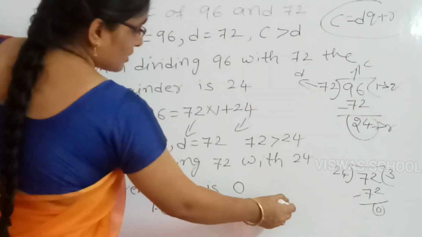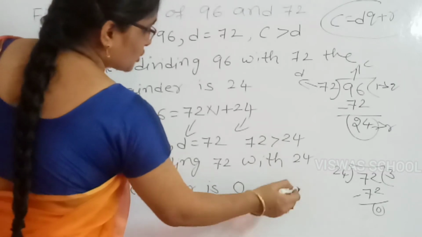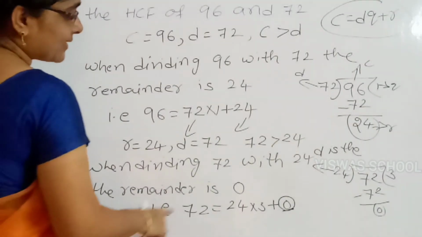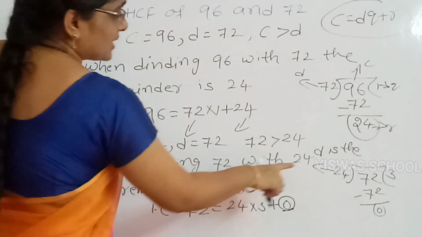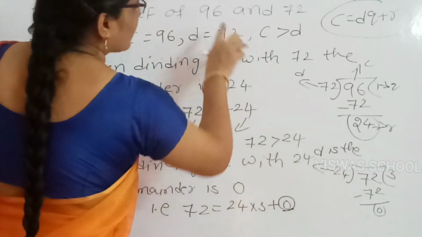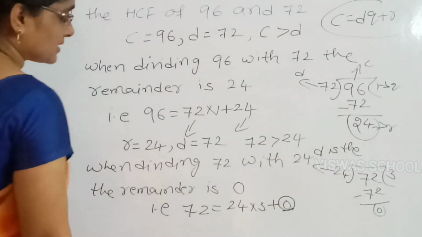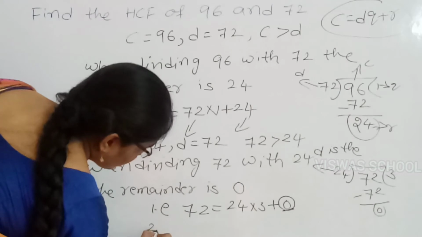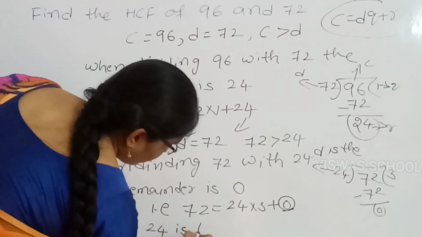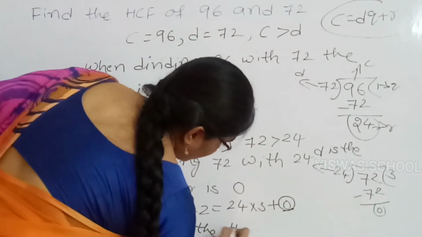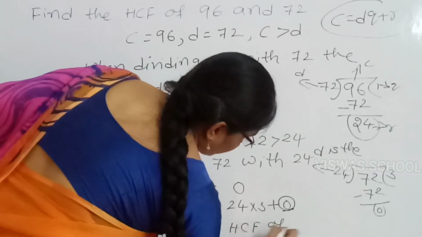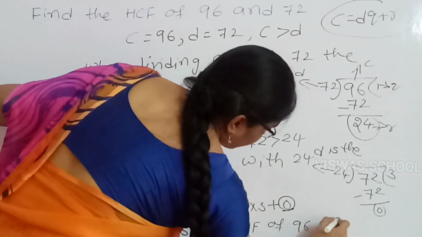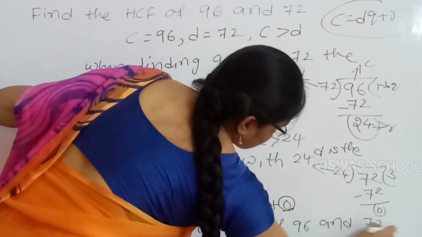That's why we have to stop the process. What is the HCF at this stage? That is, 24 is the HCF of 96 and 72. 24 is the HCF of 96 and 72.